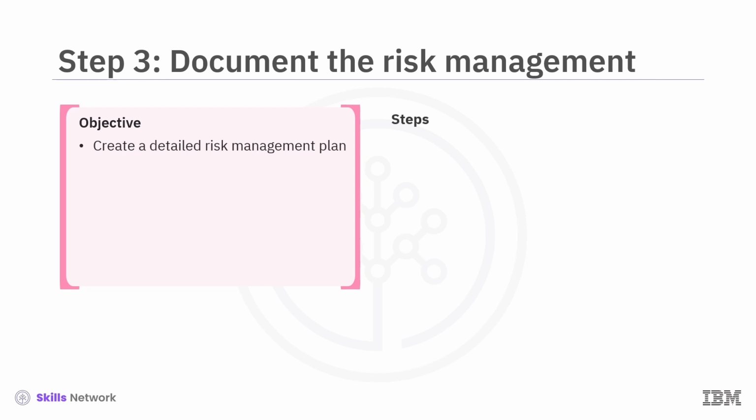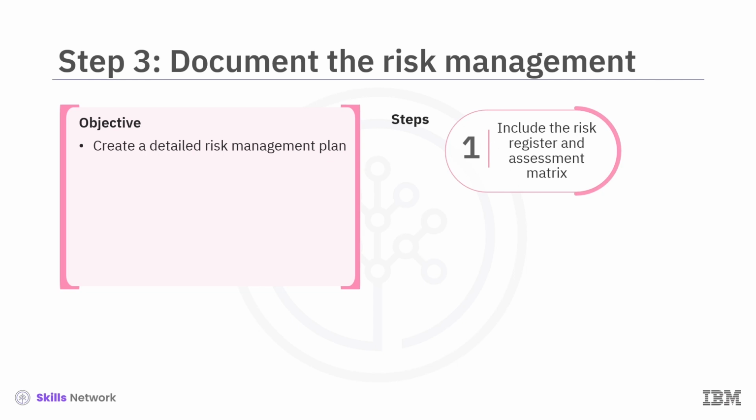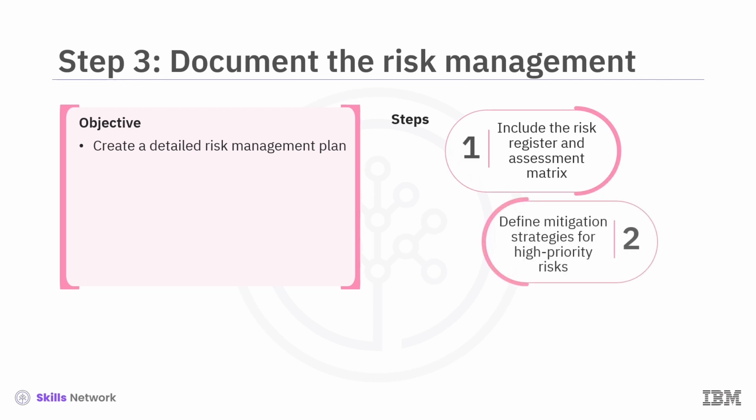The objective of Step 3 is to create a detailed and actionable risk management plan. To complete this step, follow these actions. Include the risk register and risk assessment matrix as key references. Define mitigation strategies for high-priority risks, such as contingency plans or training programs. Assign roles and responsibilities for ongoing risk monitoring and management.